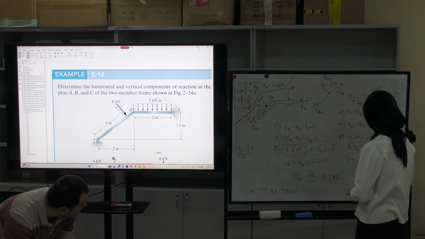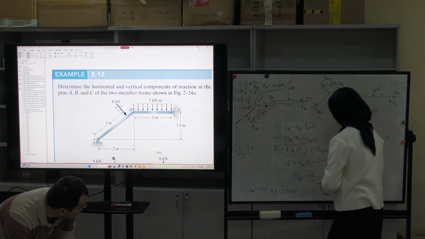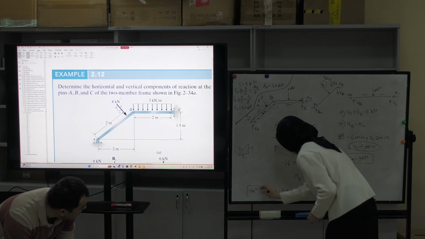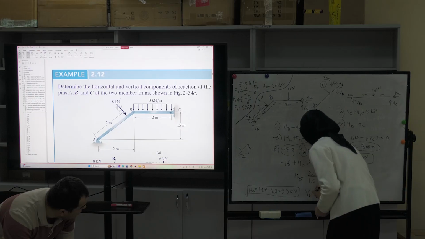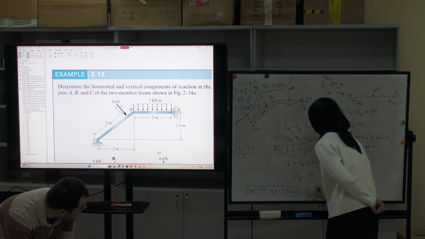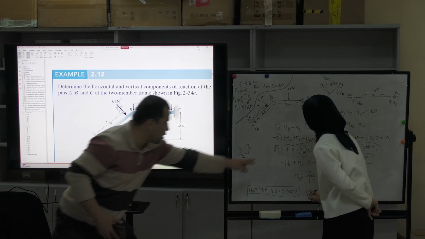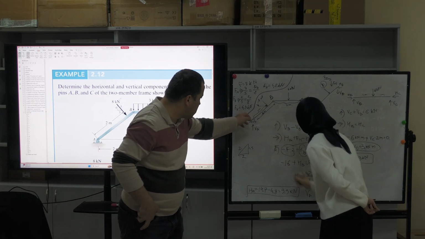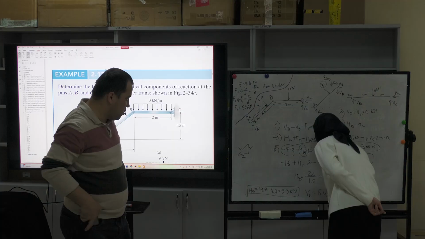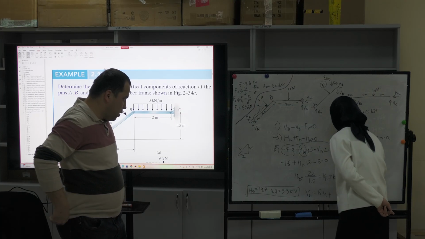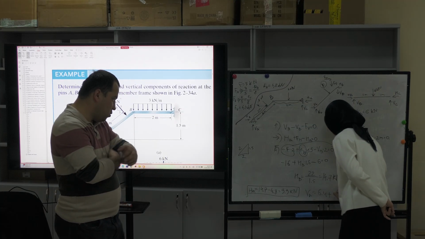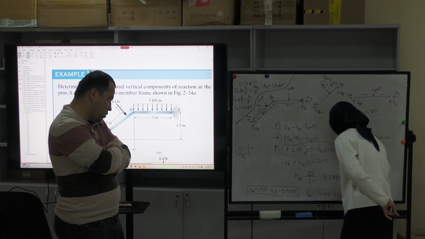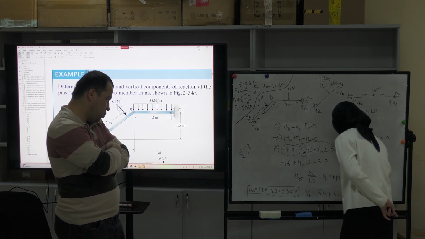HA is known. Where is VA? Please find the VA. Yes. VA is equal to VB plus FV. Here. Already found. Okay, VB is equal to 3 kilonewtons. It's 9.4 kilonewtons.